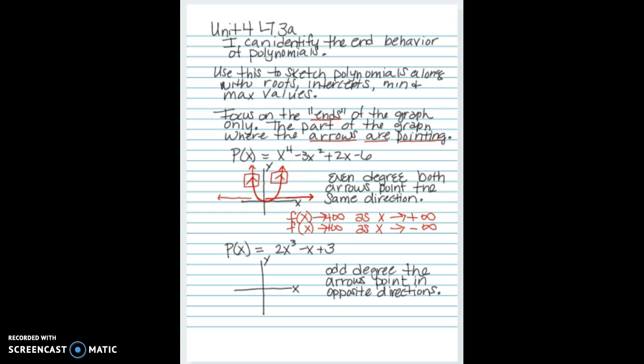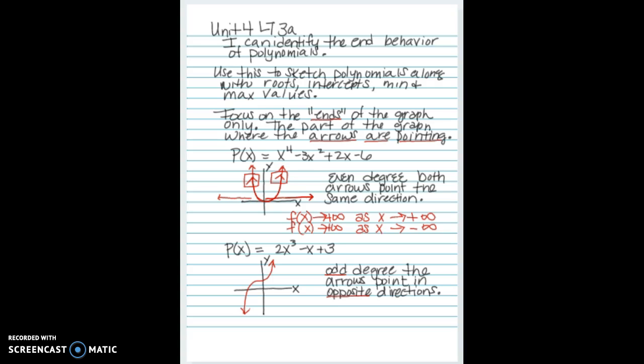Now for our second example, we have p of x equals 2x cubed minus x plus 3. Again, we're not worried about the minimums and the maximums at this particular time. All we need to concentrate on right now are the arrows. If we go back into our Unit 1 filing cabinet in our mind, we remember that a cube has a general shape of starting low and continuing to go high, with arrows on both ends. So we want to remind ourselves that for an odd degree, and 3 is an odd number, the arrows point in opposite directions.